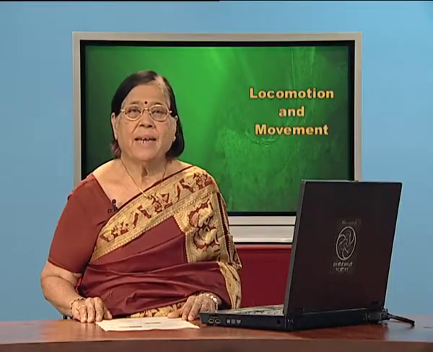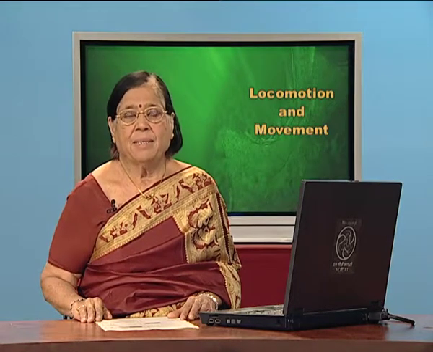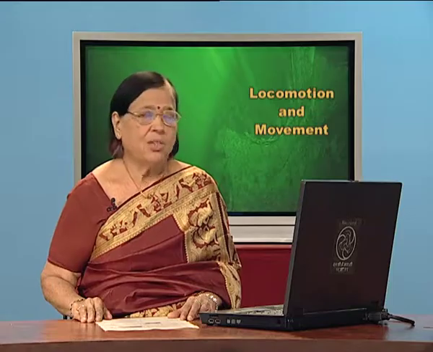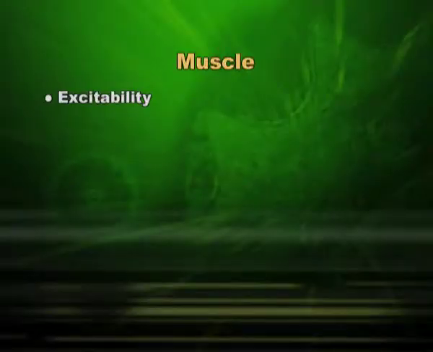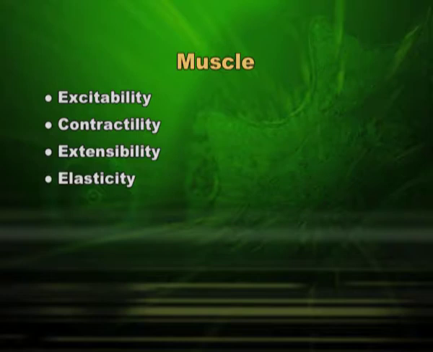Now, we should try to understand the muscle. What features do we expect in muscle? First thing, it should have excitability. Whenever there is any stimulus, it should give a response. It should be able to contract, it should be able to relax, and it should have elasticity. It should not be very tough like bone. Elasticity is a must feature for muscle. So, we can say in short that muscle should have excitability, contractility, extensibility and elasticity.